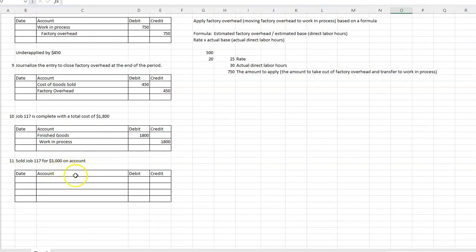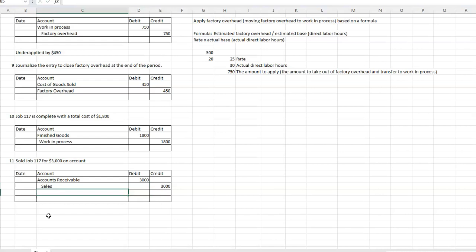So we sold the job for $3,000 on account. So we're going to have 4 entries for this. The first 2 entries are our sales. It says that we sold it for $3,000. So accounts receivable goes up by $3,000. They're going to pay us later. And a revenue account named sales goes up by $3,000.